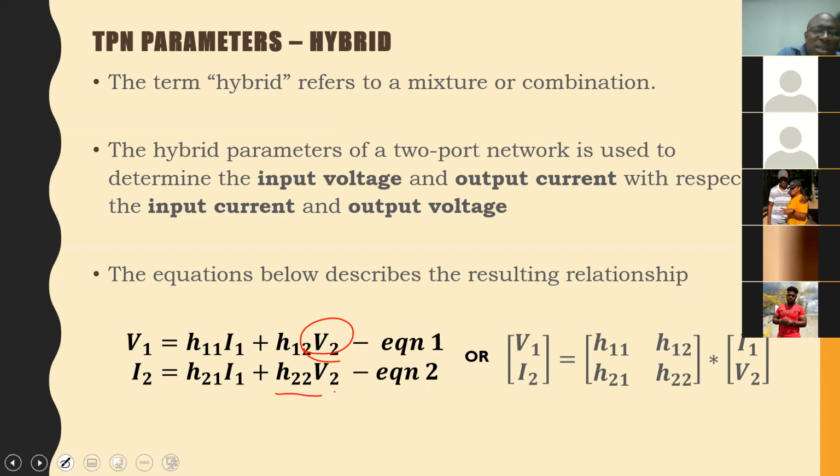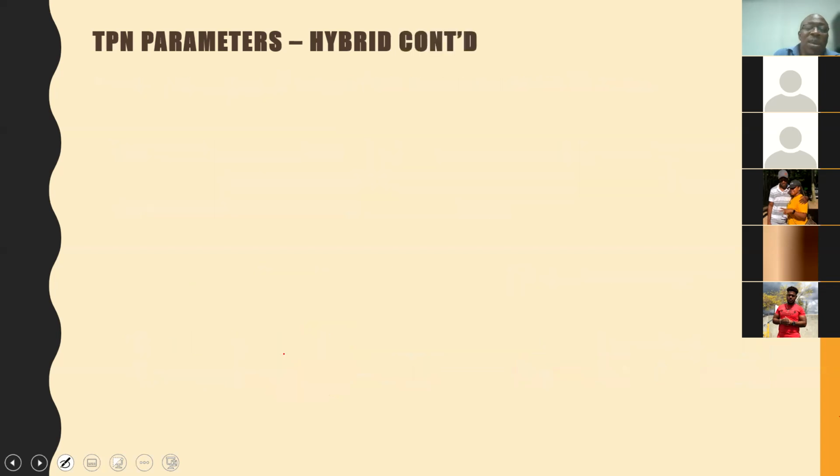No, but V2 is 0. That's 0. So what are you left with in equation 2? H21, I1, and I2. Okay, so what is H21 from what is left? Did we realize it's so easy? I2 over I1. All right, so it's I2 over I1.